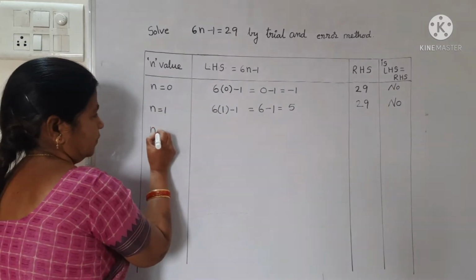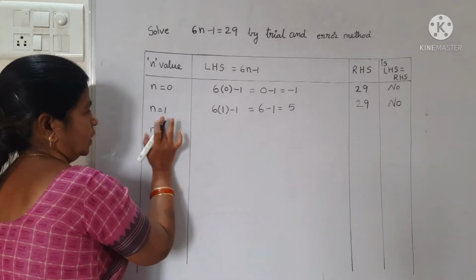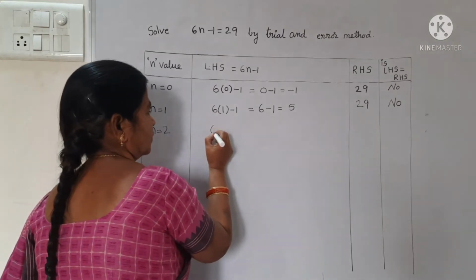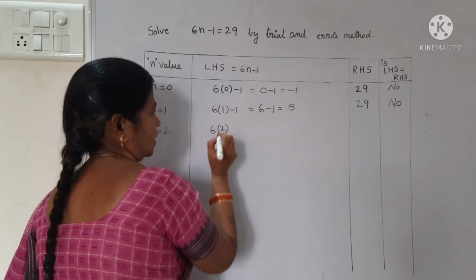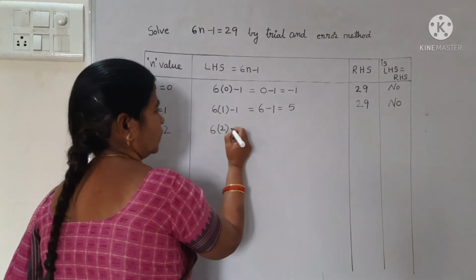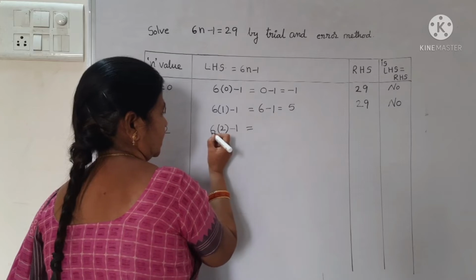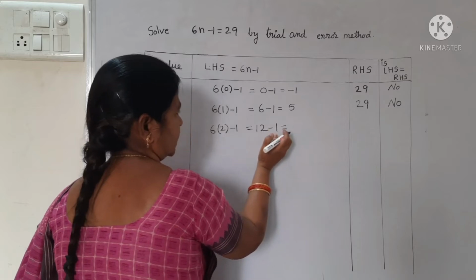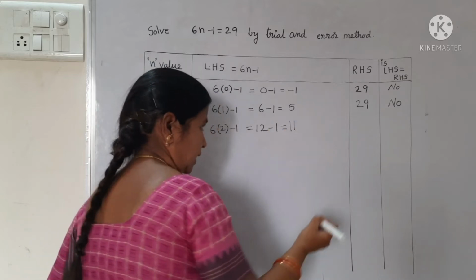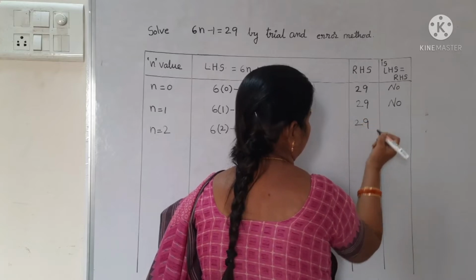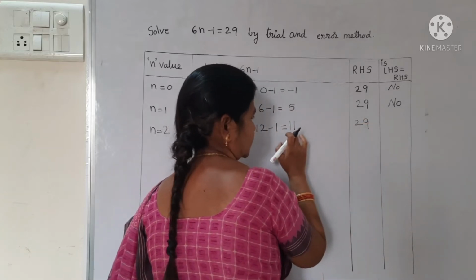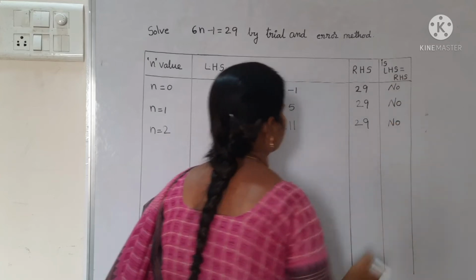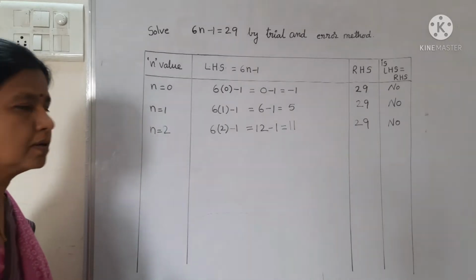Next, let us see whether it is true for n is equal to 2. In the place of n we are substituting 2, and writing minus 1 in the same way. 6 2s are 12, minus 1. 12 minus 1 we get 11, and here RHS is 29 and it is different. 29 is not equal to 11. So it is not the solution. LHS and RHS are not equal.